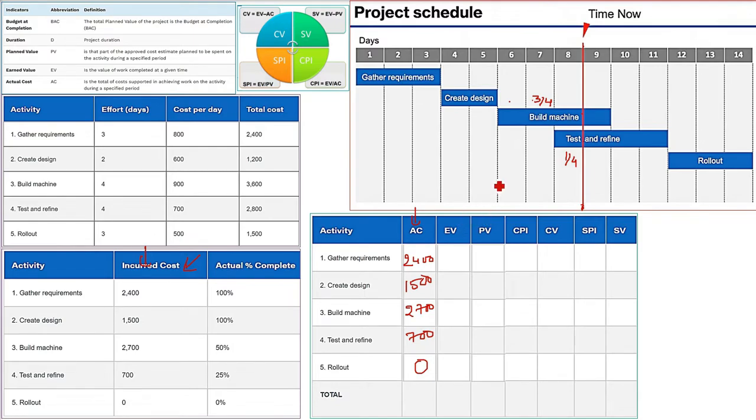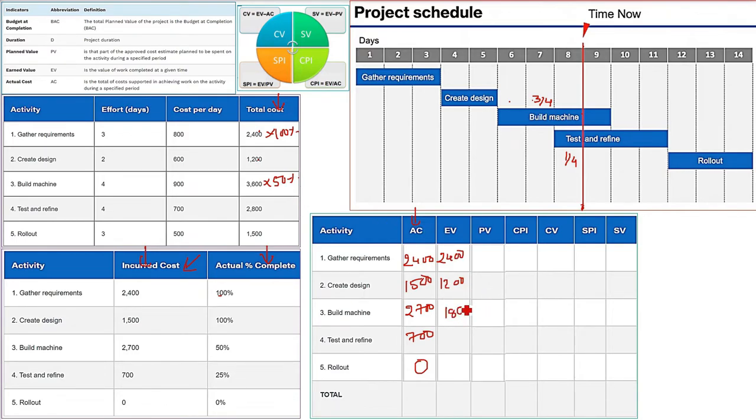See, the last column of the second table and the last column of the third table: the total cost is this one, and actual percent complete is this one. So you will take the cost, multiply it with the percent, and write the value. 2400, 100% is complete. So what will be the value? 2400. So just write 2400 here. 1200, how much complete? 100%. So 1200. 3600, 50% complete. So 50% is half. That is going to be 1800. So now you can write 1800 here.